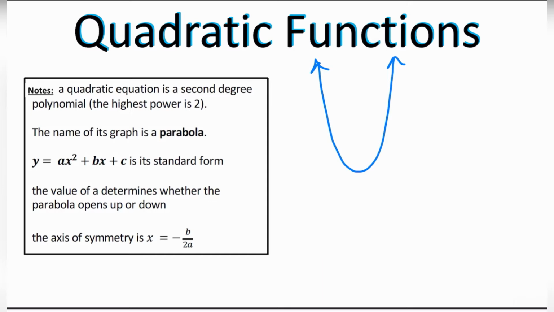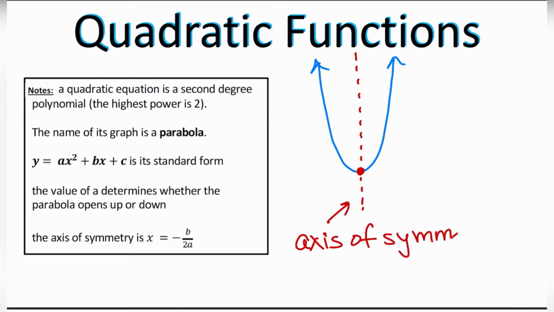Let's talk a little bit about the graph. Notice that this graph is symmetrical. I can cut it down here in half. When I cut it in half, that is called the axis of symmetry. The axis of symmetry passes through the vertex. The vertex of the parabola is the turning point of the parabola.